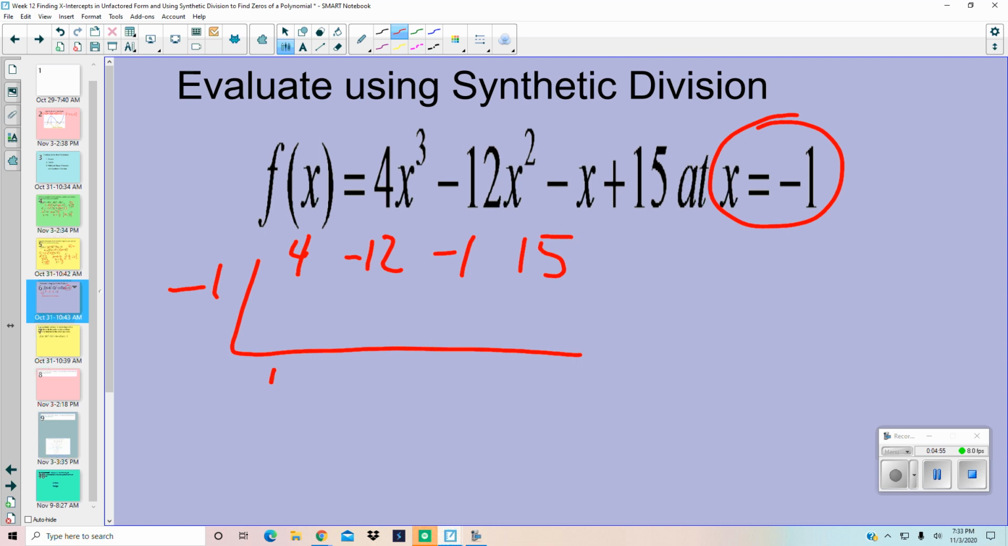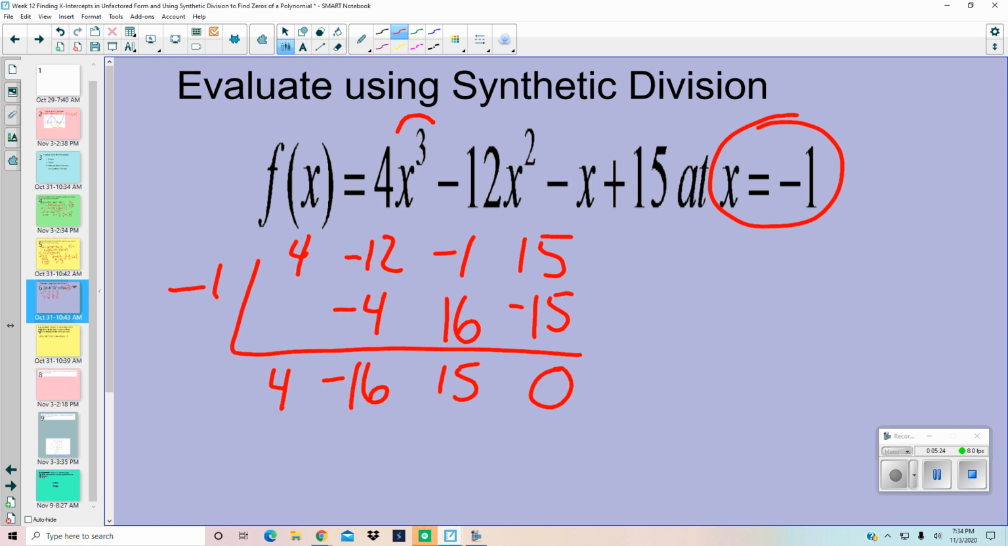You bring down the 4 to the bottom, and then you multiply it times the -1 and put that under the second column. You add those together, multiply again, add, multiply. When you get 0 in the denominator, that means that -1 is in fact a 0 of the polynomial. So one of the spots it would cross at is -1.